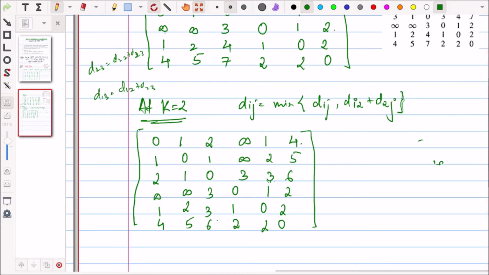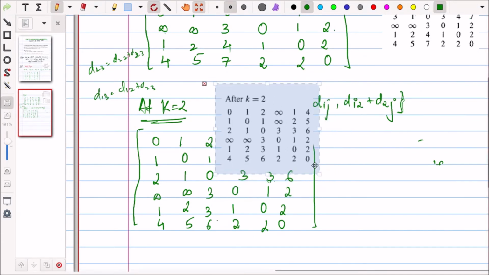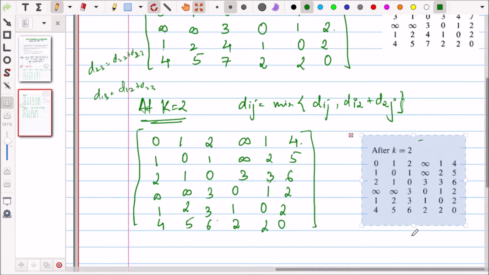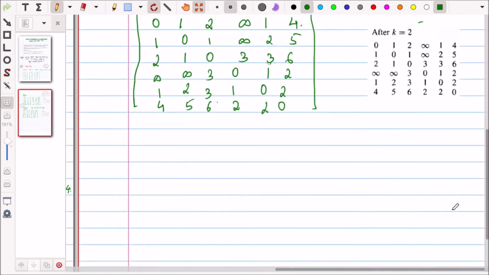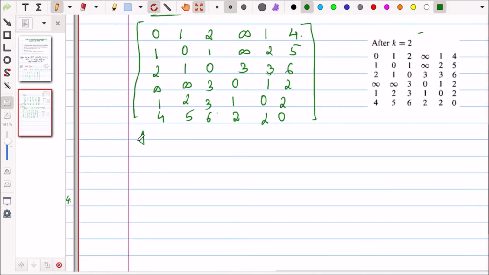Okay, let us check the answer also now. Okay, so this is the answer. 0 1 2 infinity 1 4, infinity 2 5 3 3 6 1 2 2. Fine. Okay, k equal to 3.